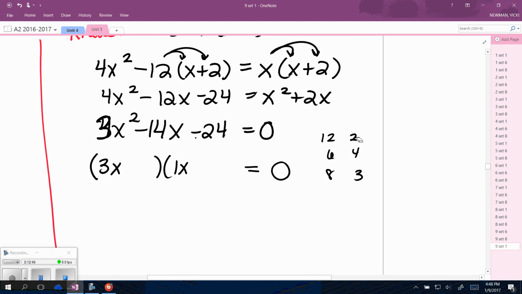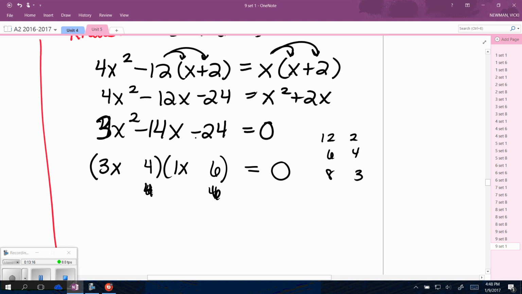Let's try the other way. The other way would be, what did I just do there? 36 and 2, that doesn't make 14, okay. 6 and 4, 6 and 4. So we'd have 12 and 6. Nope, how about 4 and 6? So that's 18 and 4. Oh, found it. 4 and 6.